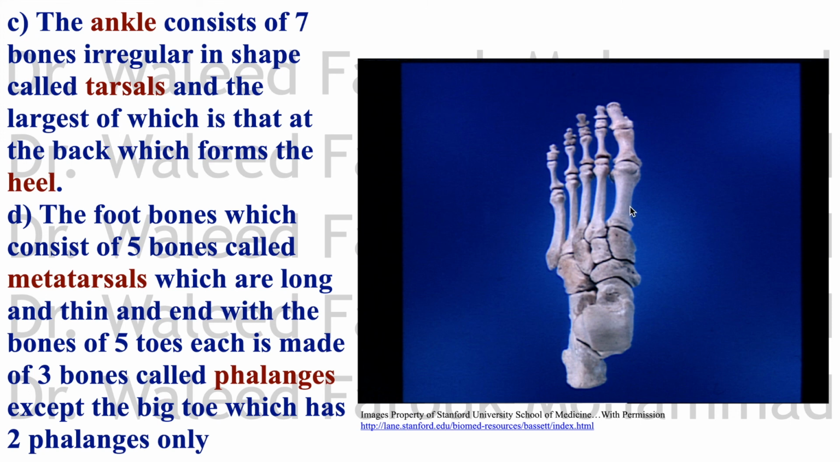Metatarsal bones. See? These are the metatarsal bones. The metatarsal bones articulate proximally with the tarsal bones and distally with the phalanges. See that? We start counting from the big toe. 1, 2, 3, 4, 5. The big toe has only 2 phalanges like the thumb.